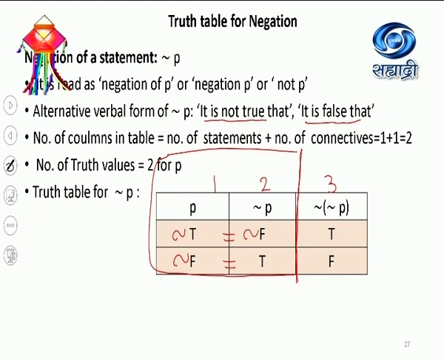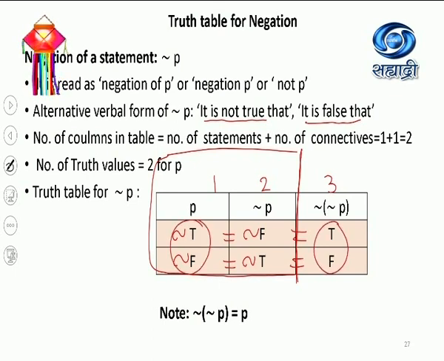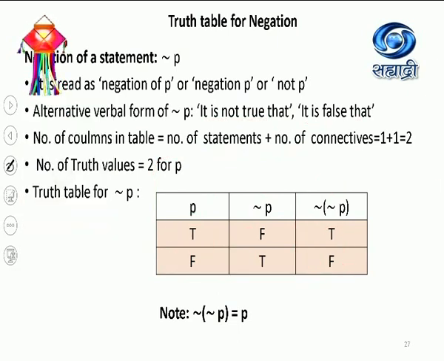If I take the negation of this again, negation of F will be T obviously and negation of T will be F, and what result do we get? Negation of negation P is T F, you can see. So by default 2 columns, but I've added the third one to make you understand the result of negation. Negation of negation P is P itself. This is the easiest truth table to prepare actually.